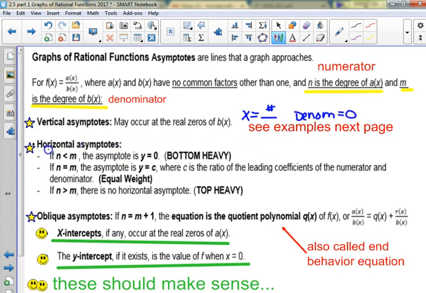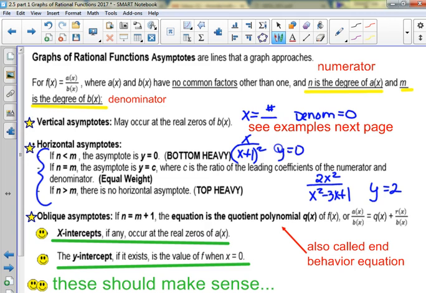Then the end behavior asymptotes are either a horizontal asymptote at y equals 0 if the function is bottom heavy. That would be like x over x plus 1 quantity squared. Everybody good? Why that's bottom heavy? Remember this stuff a little bit? If they're equal weight, like 2x squared over x squared minus 3x plus 1, this is equal weight. They're both degree 2. So they will have a horizontal asymptote at y equals leading coefficient over leading coefficient. Does that sound familiar? So this would approach y equals 2. This one was y equals 0.